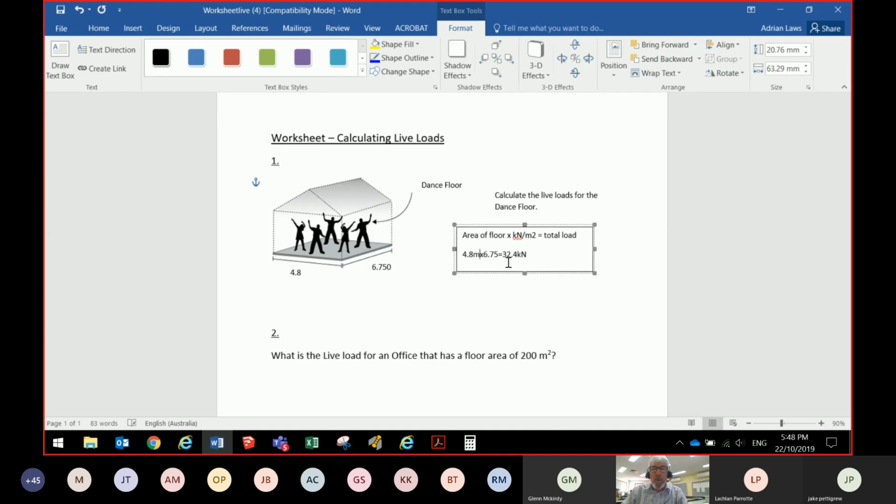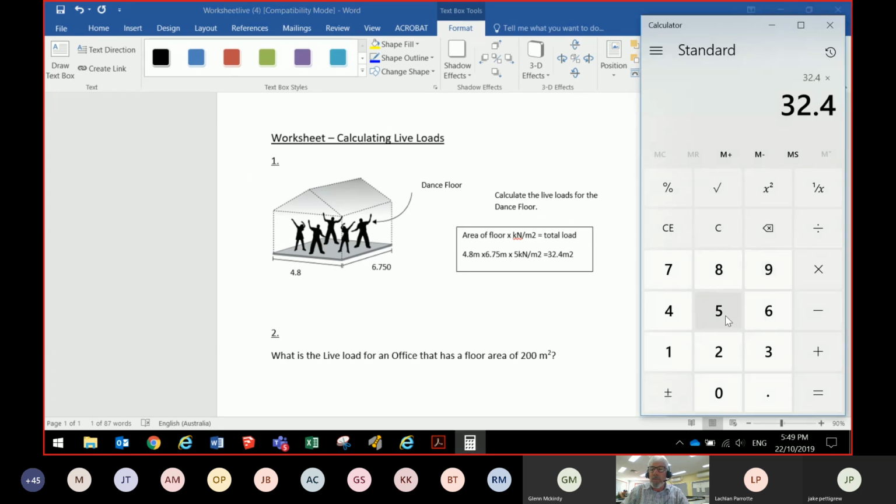Sorry, that is the area. Yes, you're quite right there. Thanks. So that's your area. And then what we need to do with this is multiply that once again by our kilonewtons. And in our particular case, that's 5 kilonewtons per meter squared, which gives us, which I haven't done, times 5 is 162.